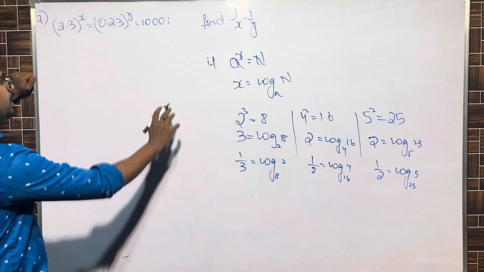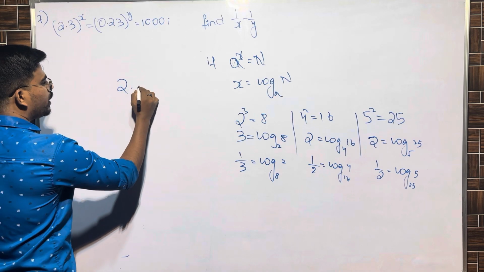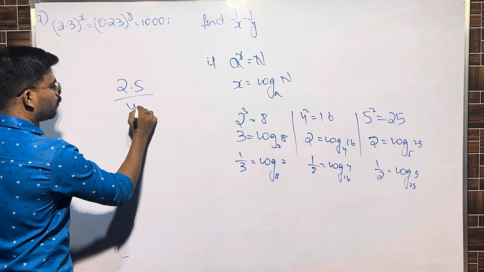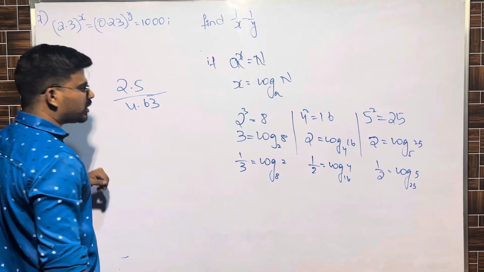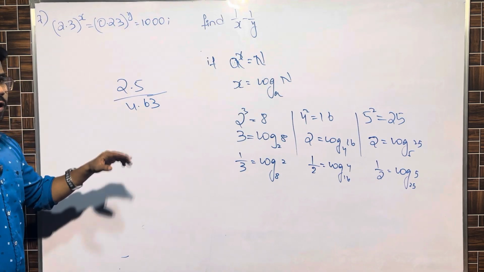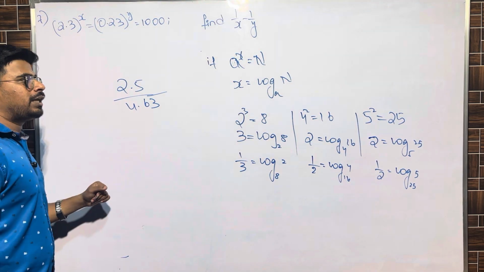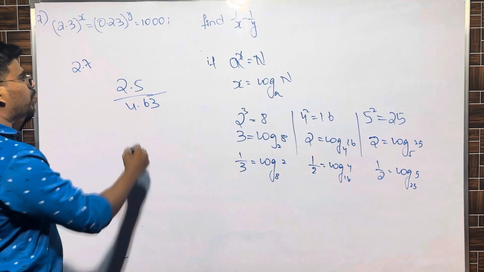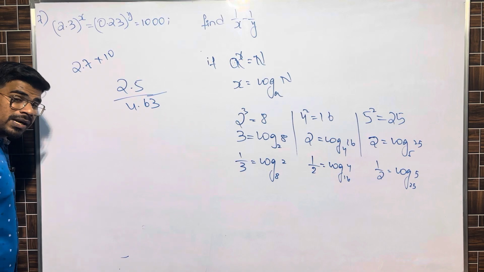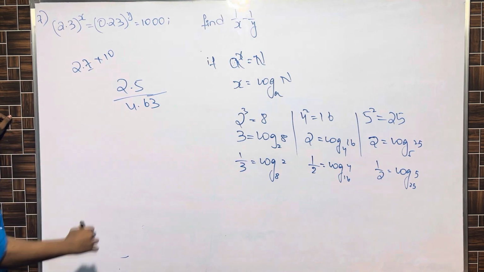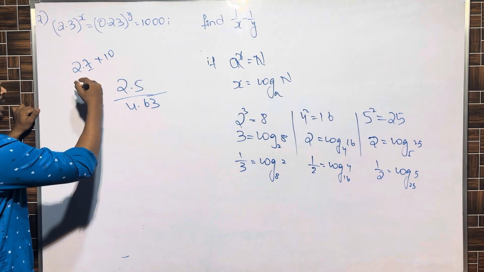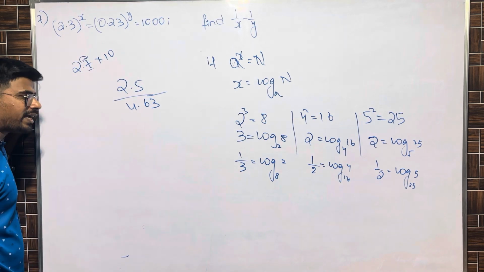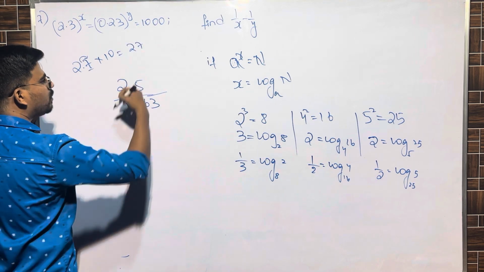Okay, here now 2.5 by 4.63. It is like this: 2.5. In order to remove the point, I should multiply. So, for example, if I have 2.7 and I have to remove the point, I will multiply by 10. Why am I multiplying by 10? Because there is only one number after the point. And if I multiply by 10, the point will shift to the right hand side. It will become 27.